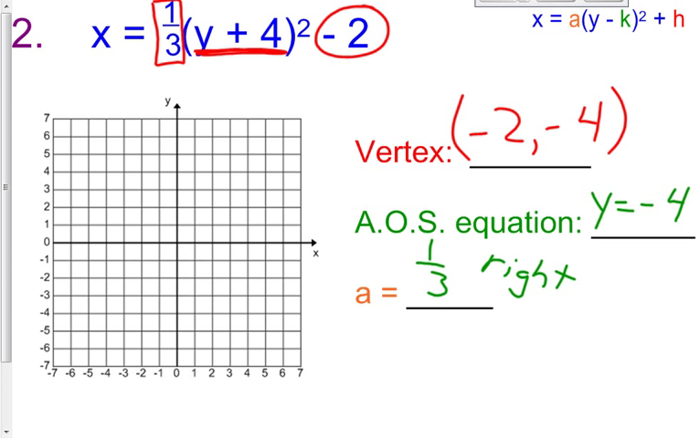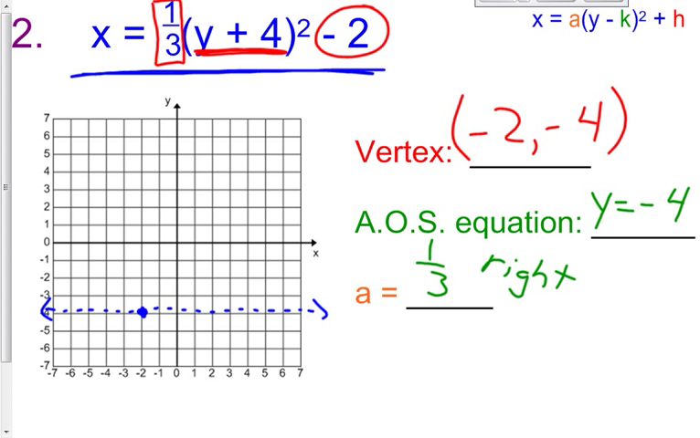Let's start graphing this. The vertex is at left 2, down 4. Left 1, 2, down 1, 2, 3, 4. My axis of symmetry is a y equals line right there. Okay, so now from the vertex here, what I have to do is I have to come up with some more points that satisfy this equation.